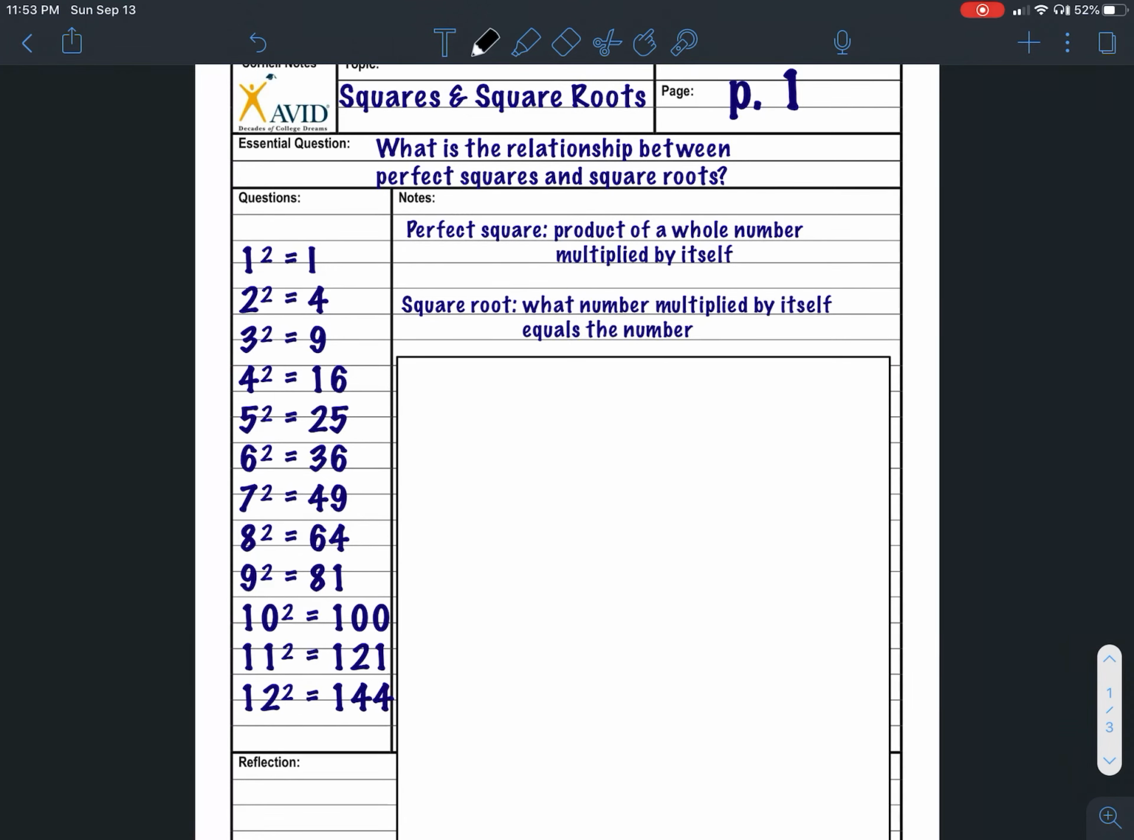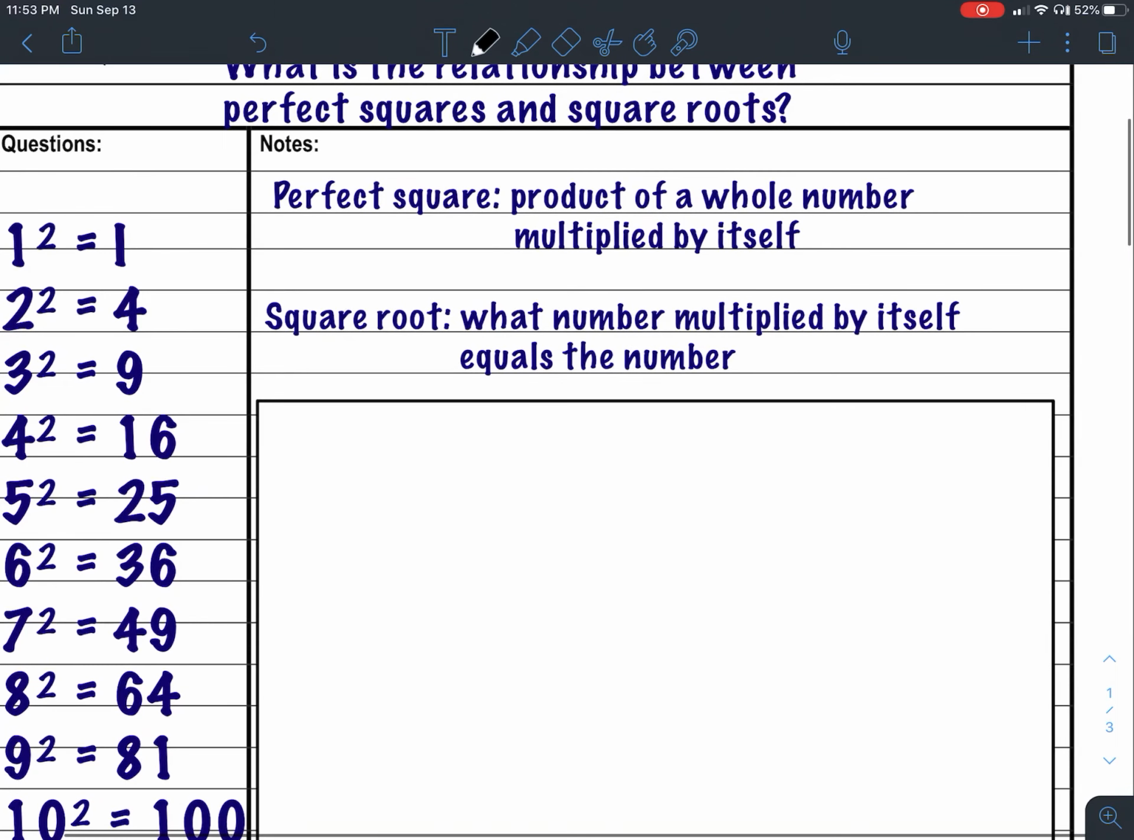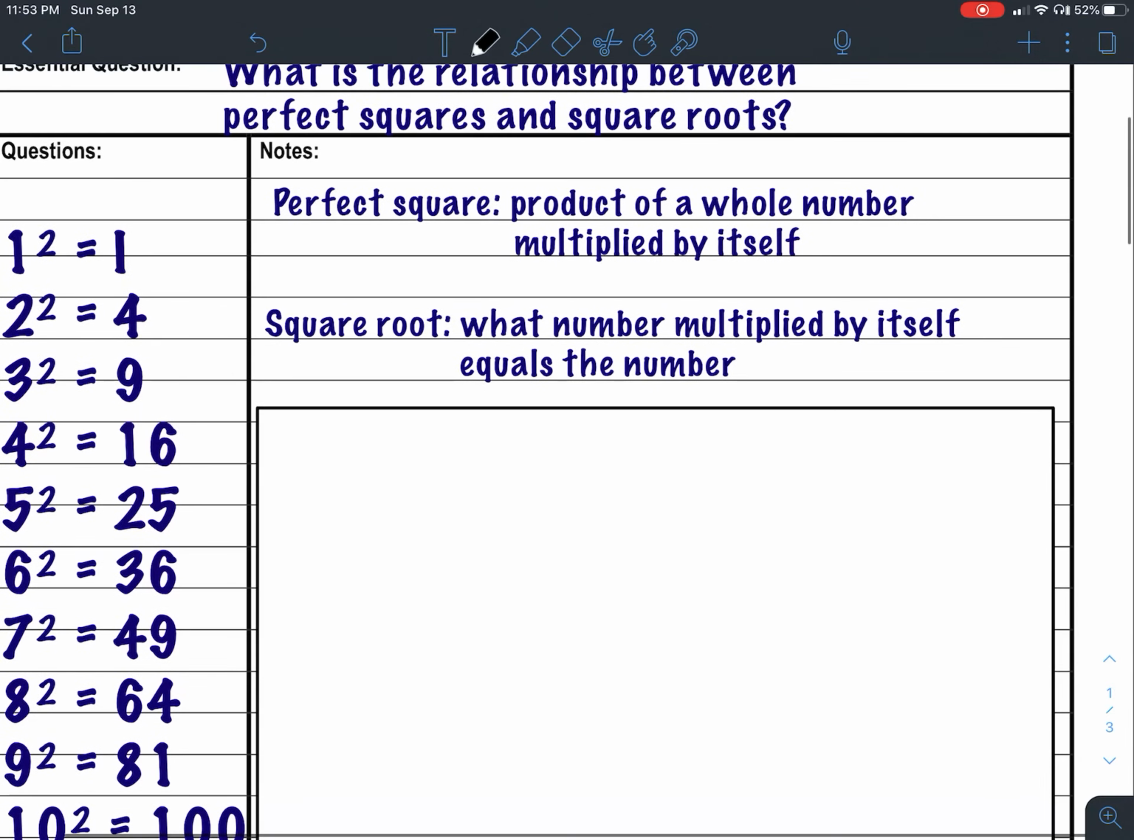A square root is asking what number multiplied by itself equals that number. So if I was to ask you what is the square root of 25, it is going to be 5, because 5 times itself equals that number.